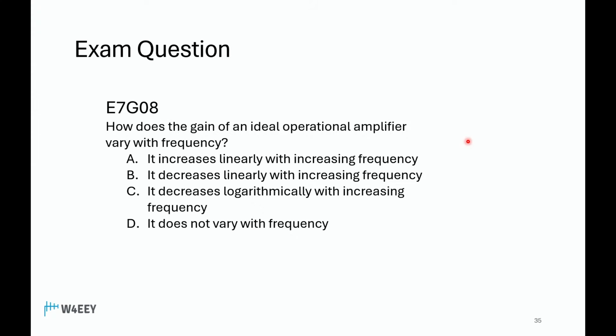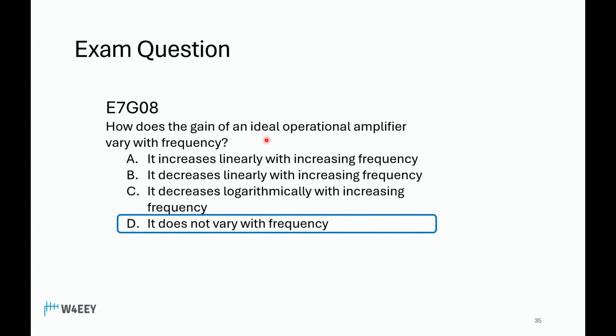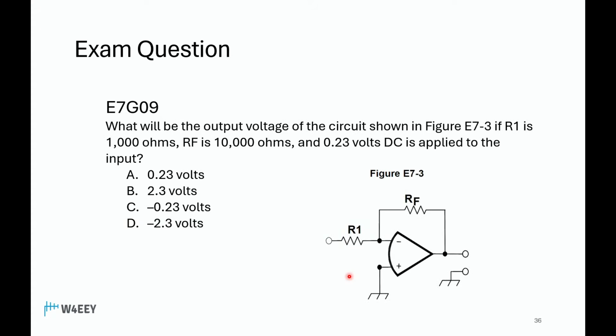How does the gain of an ideal operational amplifier vary with frequency? Doesn't. Delta. That's ideal, yeah, and you got to read the question carefully. The ideal amplifier does not vary with frequency. The real one, of course, diminishes.